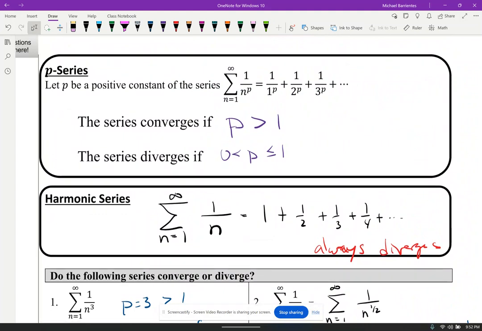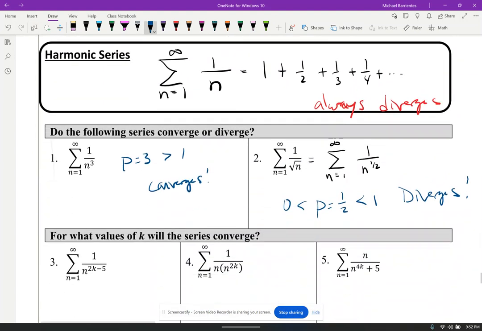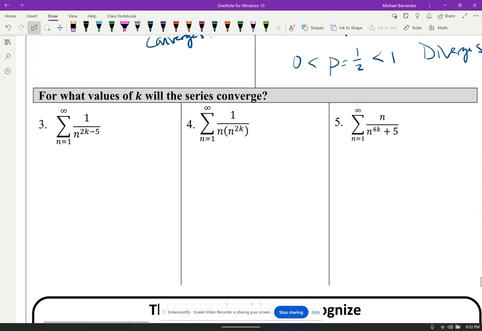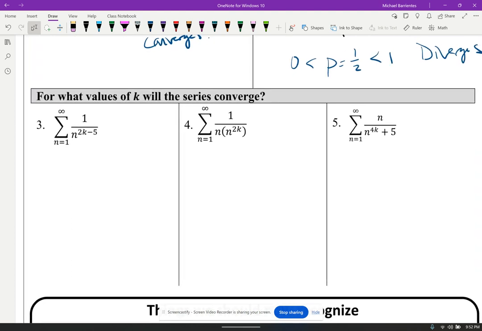So this is a fairly straightforward situation where we're looking at infinite series that have this particular pattern. But in questions 3, 4, and 5, the problem has changed here. The question is not whether it converges. The question is, for what values of k would the series converge?